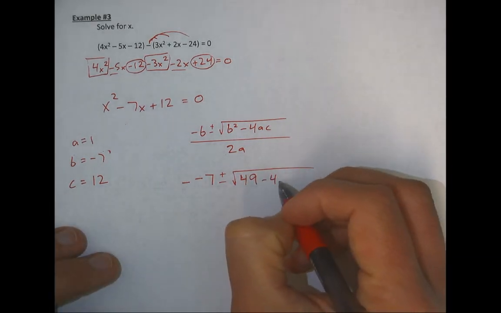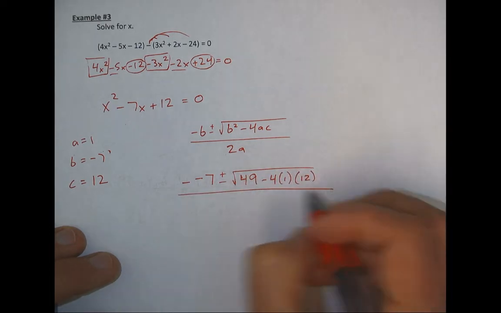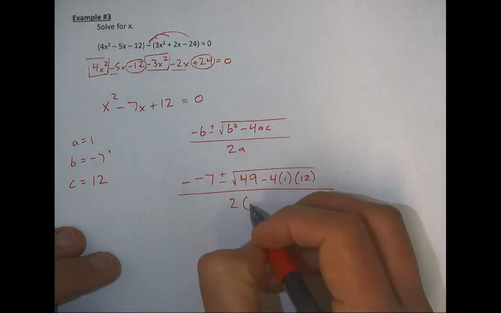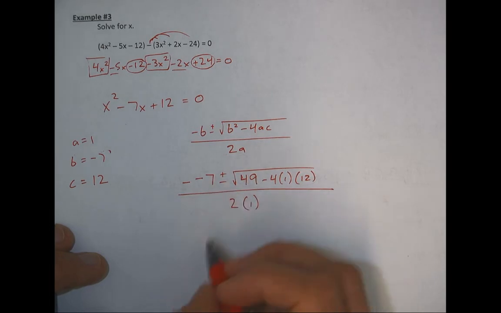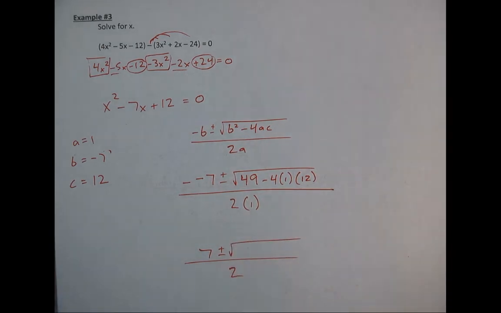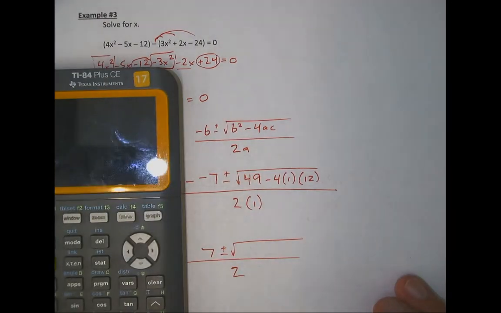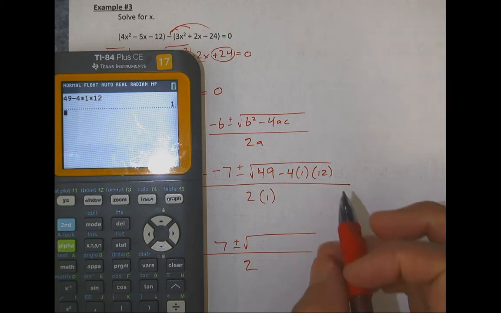Minus 4 times a, which is 1, times c, which is 12. And on the bottom, it's 2 times a, which in this case is just 1. So let's simplify a little bit. 2 negatives make a positive 7, plus or minus. On the bottom, 2 times 1 is just 2. And in here, let's go ahead and combine. Grab your calculator. Don't worry about the square root yet. Just do the 49 minus 4 times 1 times 12. Okay, and it's 1.